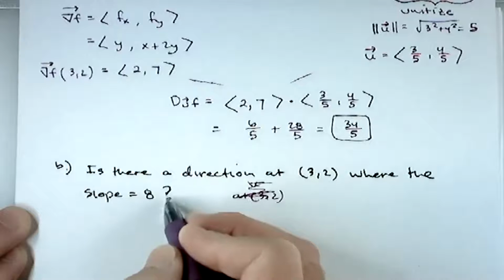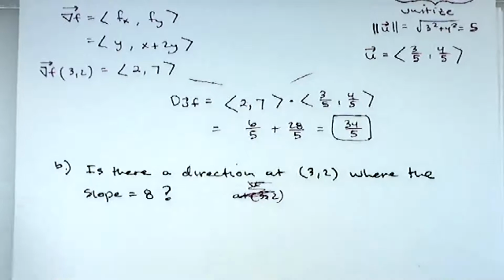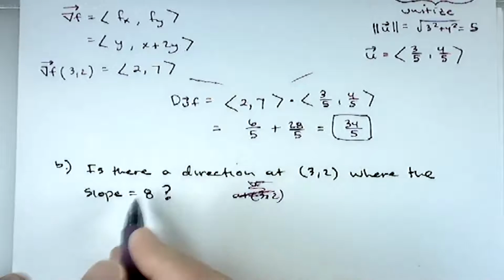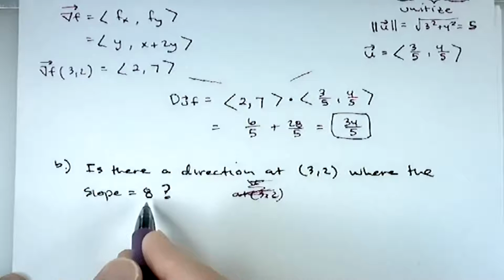And maybe the thing to think about when you get a question like that is, why would you be asking me a question like that? Why would you be asking me, is there a direction where the slope is 8? Wouldn't there be? Maybe there isn't, right? And so that might get you being kind of skeptical. I don't know, maybe there isn't. Well, 8 is a pretty steep slope, right? 8/1, rise over run, 8/1. That's a really steep slope.